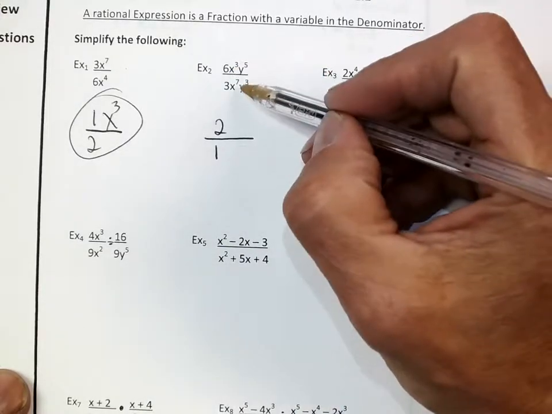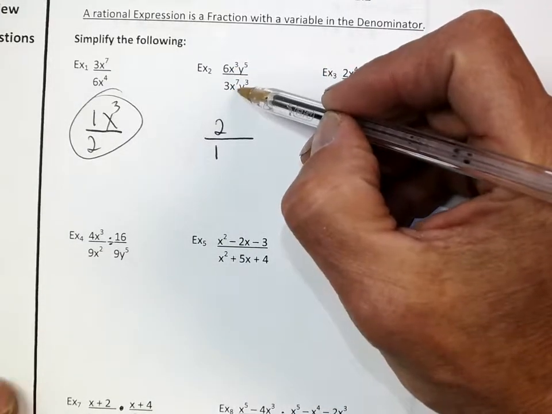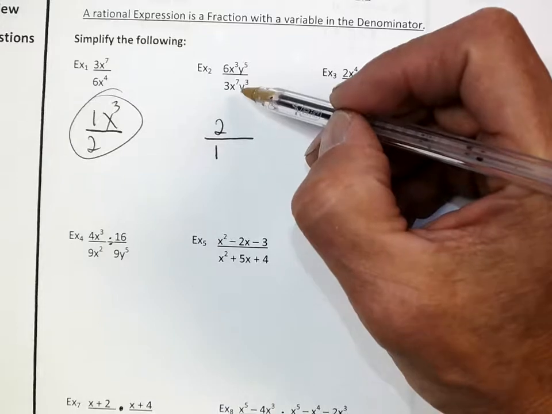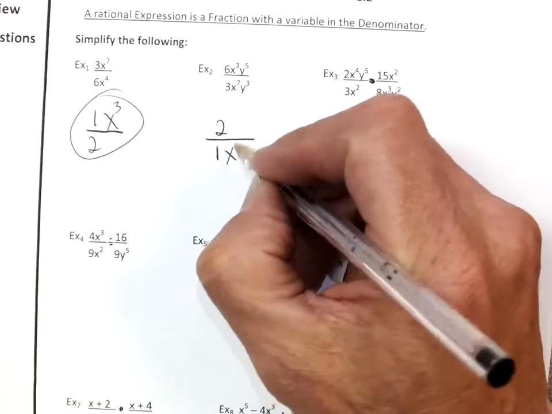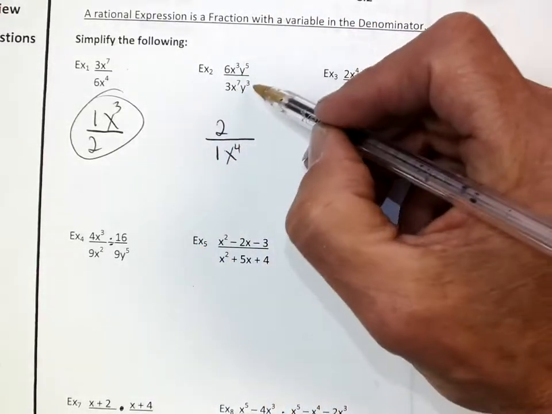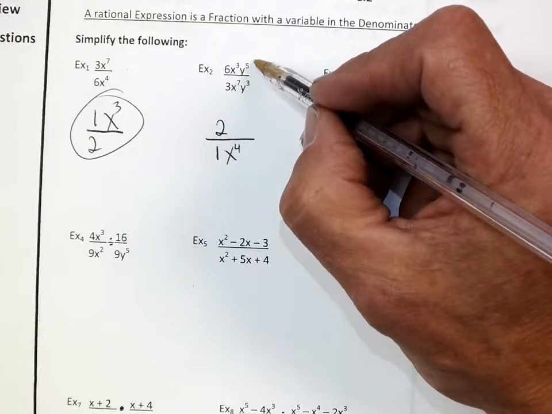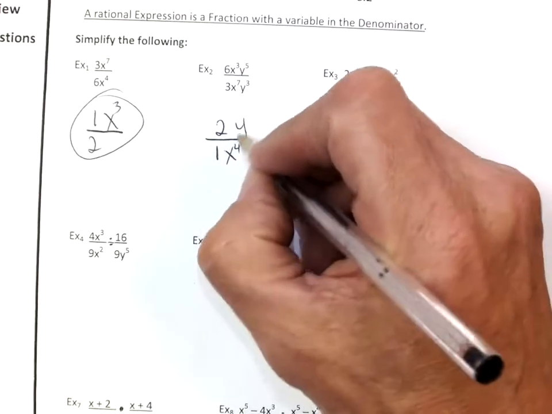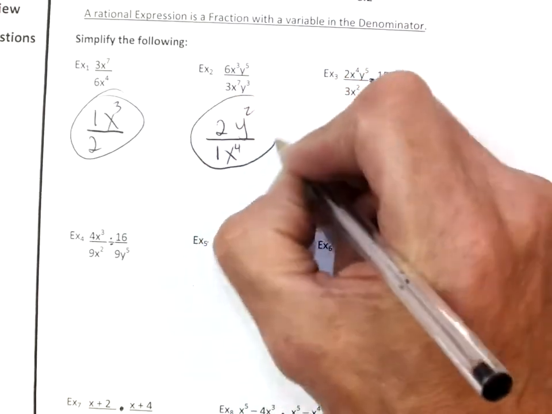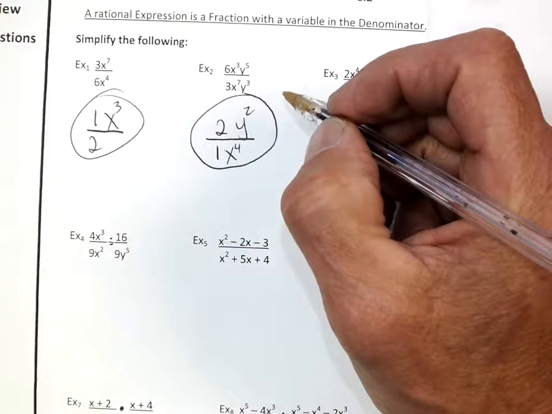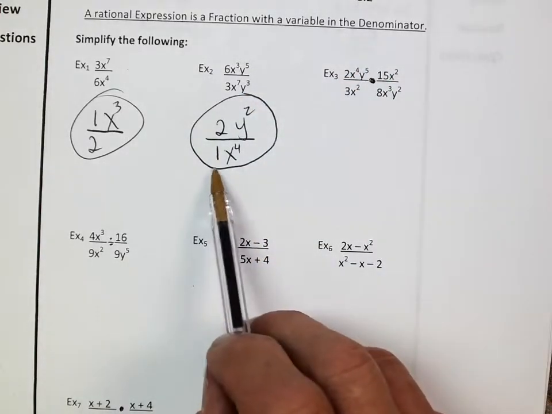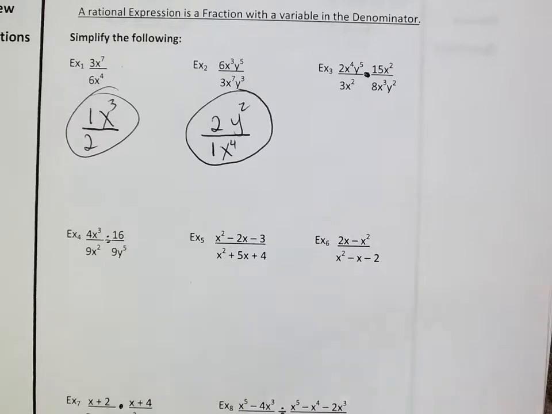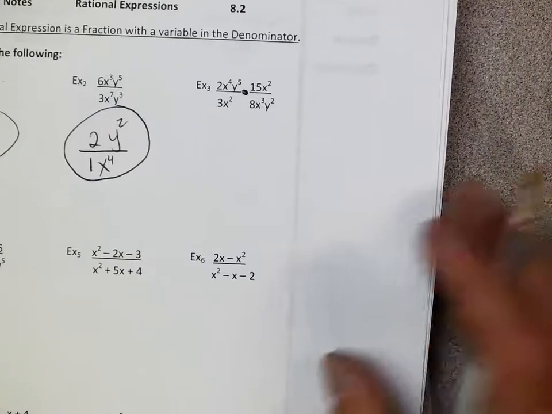3 of these x's cancel 3 of these x's, so you should be left with x to the 4th on the bottom, right? Does that make sense? X to the 4th on the bottom. 3 of these y's cancel 3 of these y's, so I'm left with y to the 2 on the top. And Gage is right, I do not need the 1, but it's there, okay? Thumbs up? Okay, good.